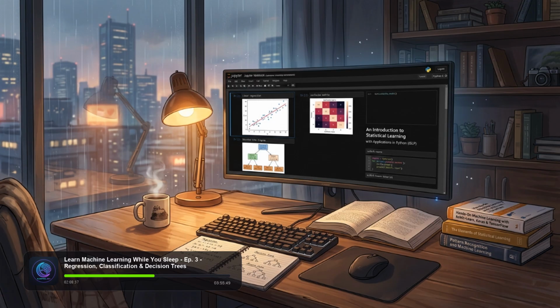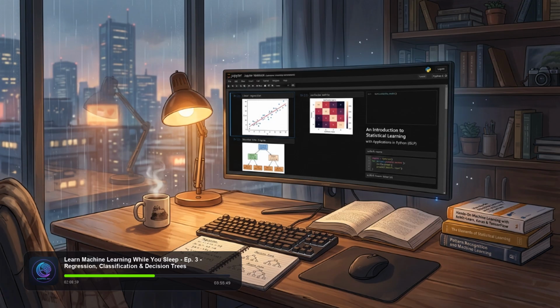The foundational algorithm for constructing decision trees is the classification and regression tree algorithm, universally known as CART. CART constructs binary trees by performing recursive binary splitting. Recursive binary splitting is a greedy, top-down optimization process.